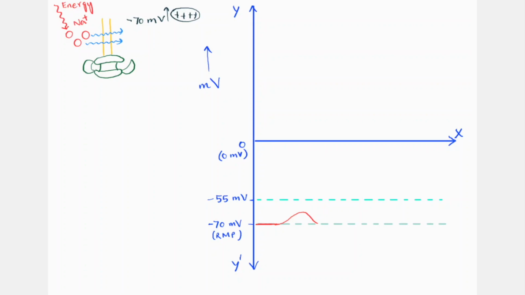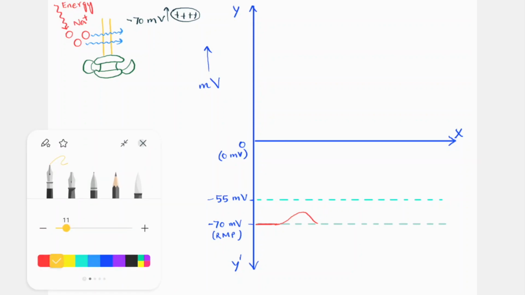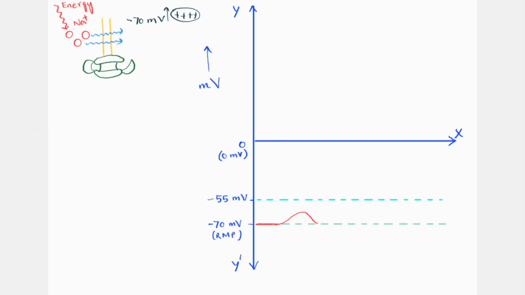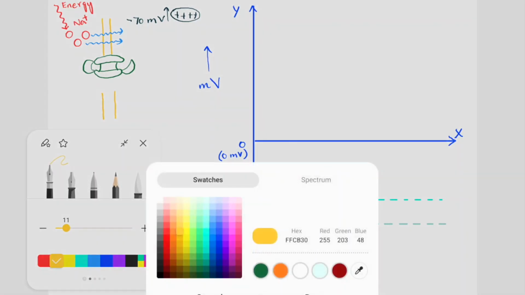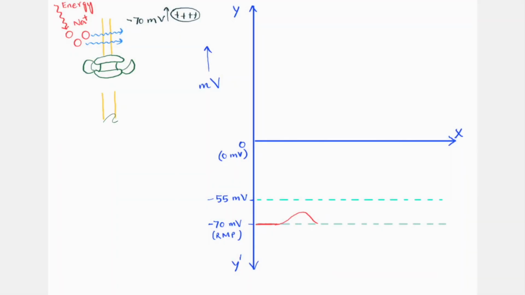Okay, let's try again. I can sense the disappointment in your faces. I'm disappointed right now too. All right, let's try again. Okay, this time let's try something a little bit more drastic. All right.